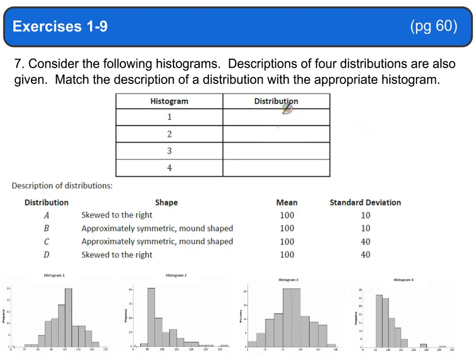So in number 1, we determined this to be B: approximately symmetric with a standard deviation of 10. If we take a look at histogram number 2, this is skewed to the right, so we're looking at either A or D. In this case, it turned out to be A. Number 3 is another symmetric one, so that one ends up having to be C, because we already answered the other one that was symmetric. And that leaves us with D to be number 4.